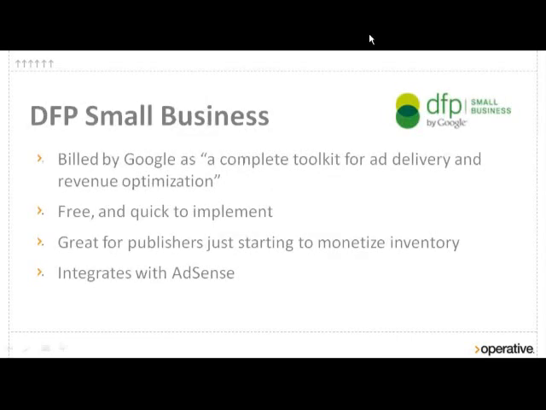The first up is DFP Small Business, which is built by Google as a complete toolkit for ad delivery and revenue optimization. It's their starter platform, so it's free and quick to implement, and is a really good platform for publishers just starting to figure out how to monetize their digital inventory. And it integrates with AdSense.